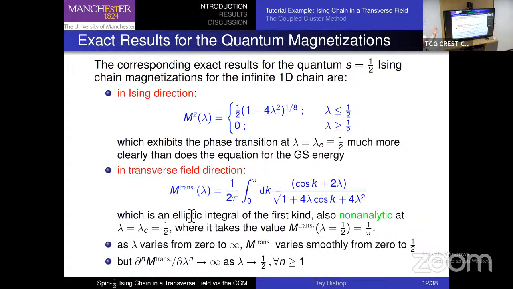Okay. I'll plot these for you later. Rather than do it now, I'll compare with the results that we're really interested in, the results from coupled cluster theory later, okay? So now let's talk about how we'll solve this problem using the CCM, please.